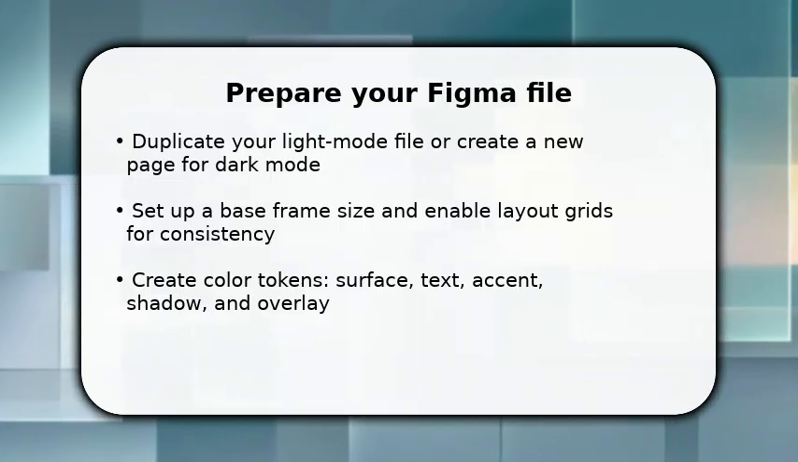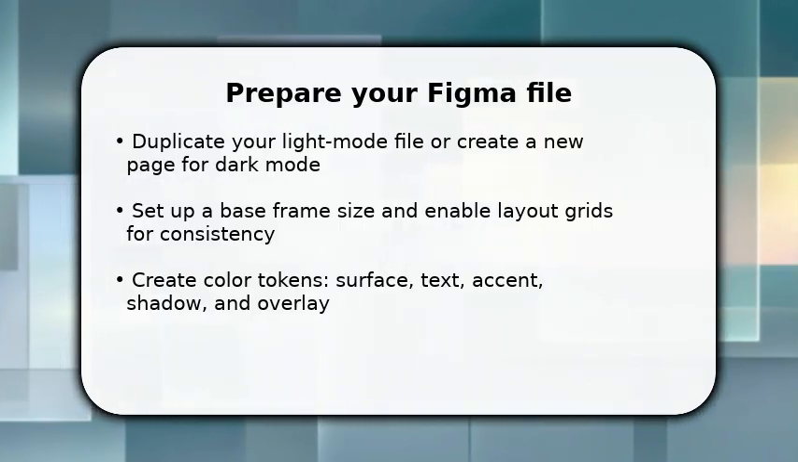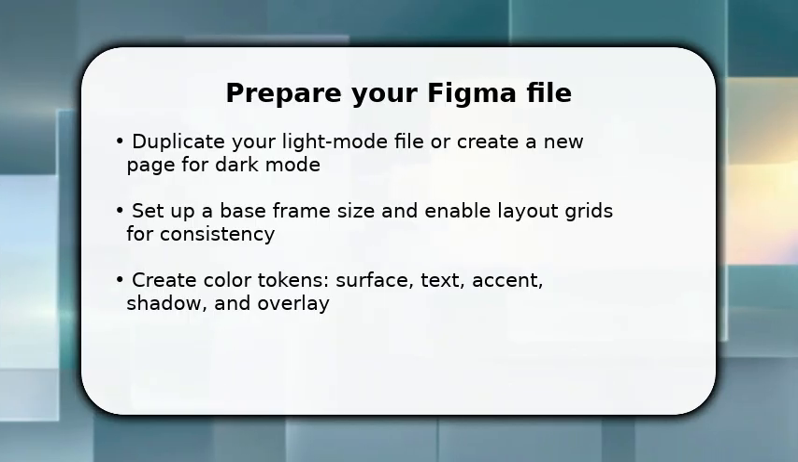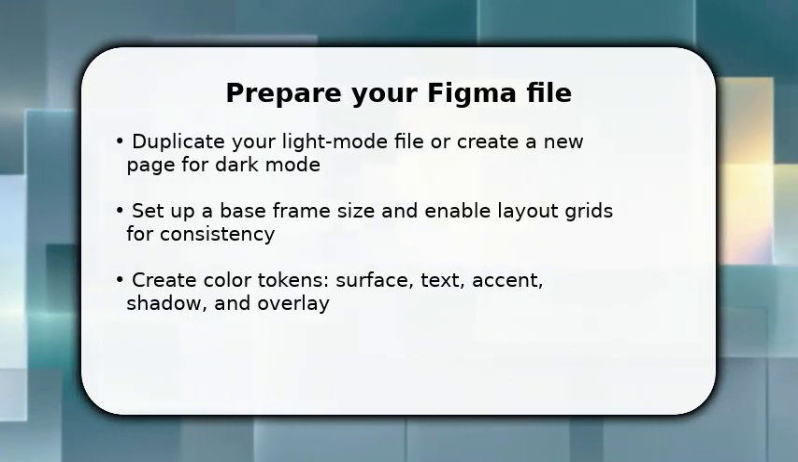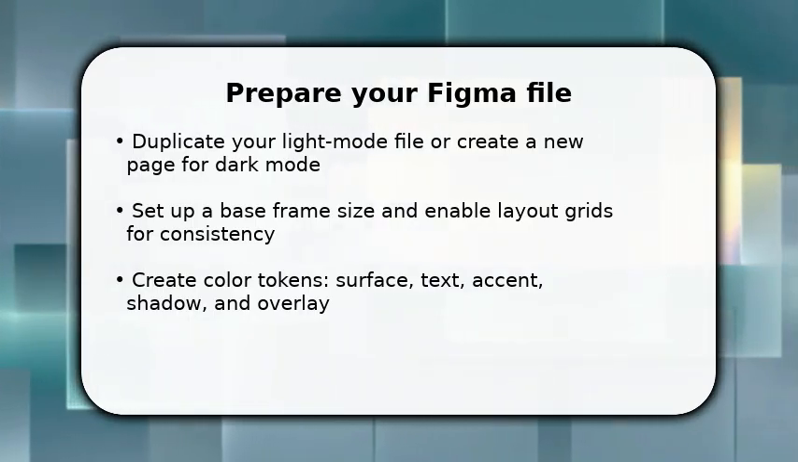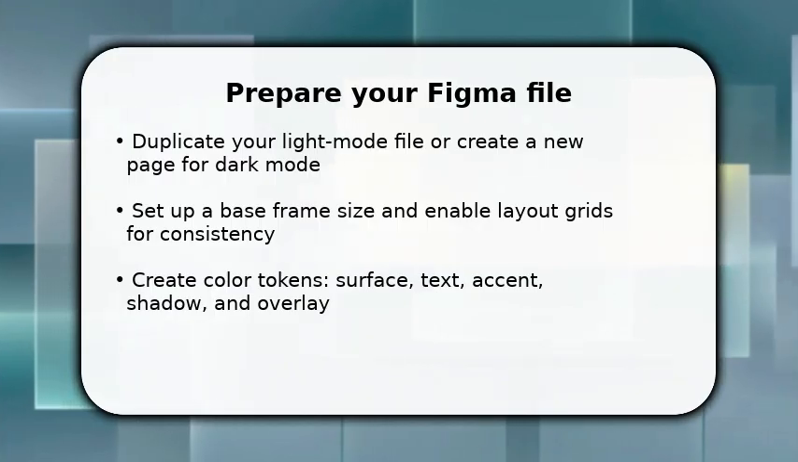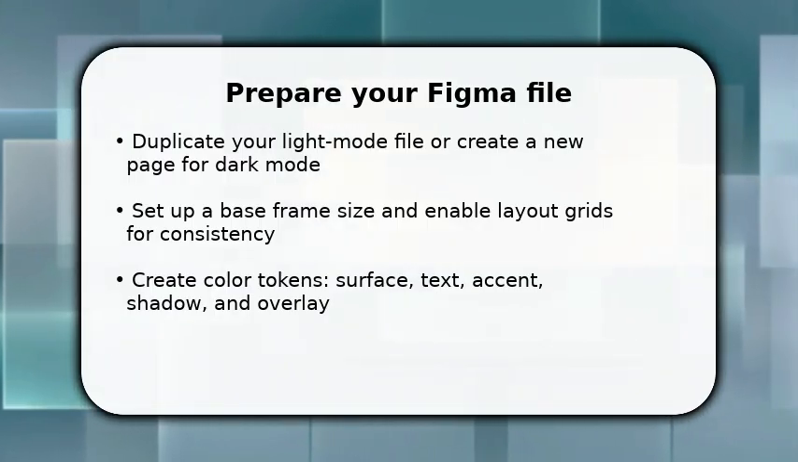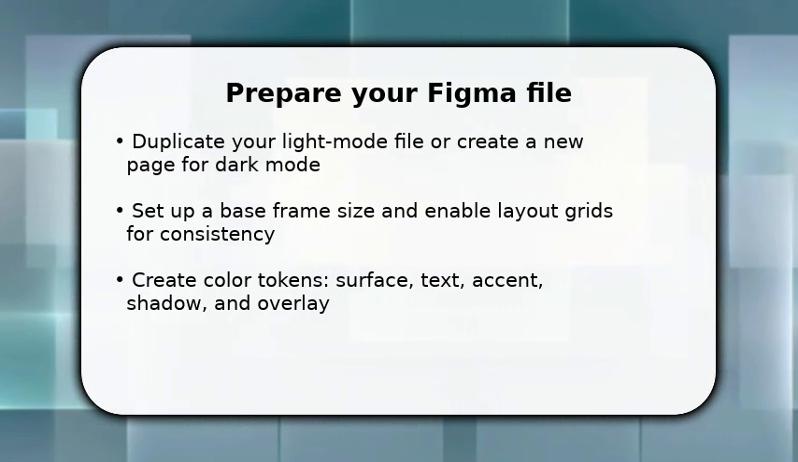Create color tokens now: surface, text, accent, shadow, and overlay, because you will reference them everywhere. This prevents inconsistencies later and speeds changes. Make sure to name tokens clearly. That way you can swap palettes quickly for components and instances.